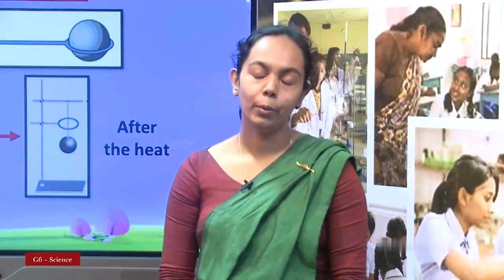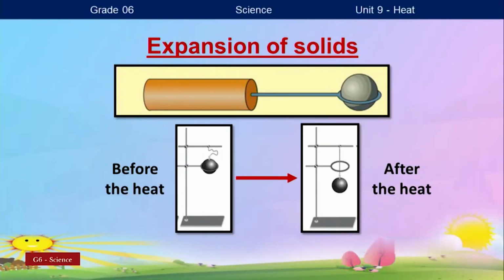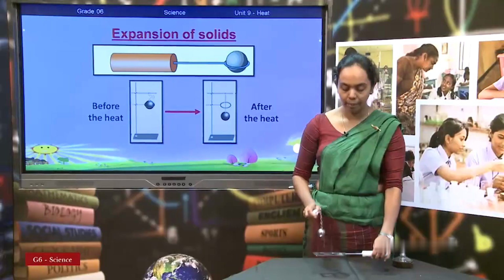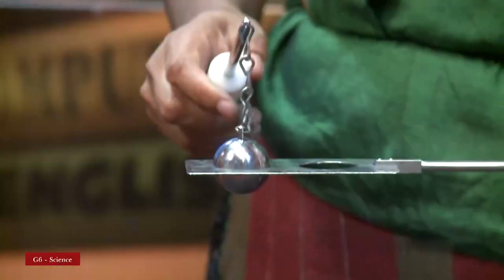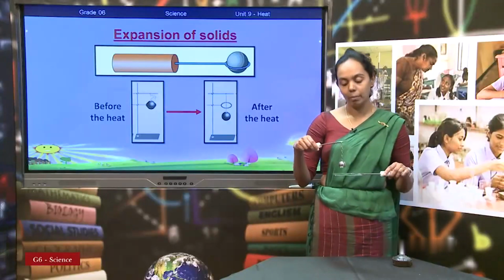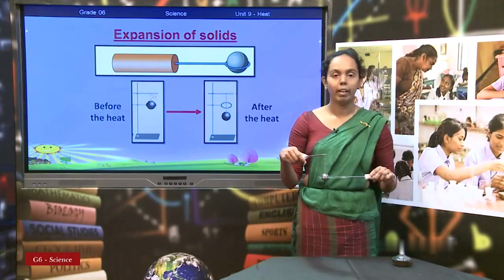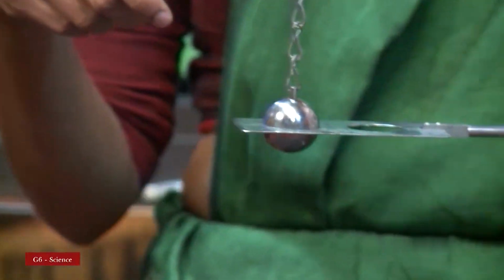Okay. Now we are going to learn about expansion of solid. To explain the expansion of solid, we have to do a simple experiment. For this experiment, I want to take a marble and also a ring. Before that, you can see the marble cannot pass through this hole. Now we will see what happens to the marble when we are heating this loop.